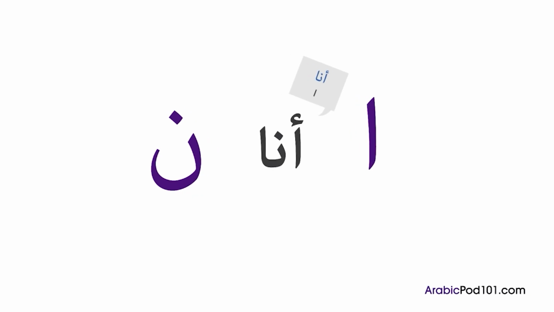Now let's review the letters we've learned so far. In the first lesson, we learned alif and noon. They are the letters you need to form the word ana, meaning the pronoun I. First, we have alif. Here's the isolated form.